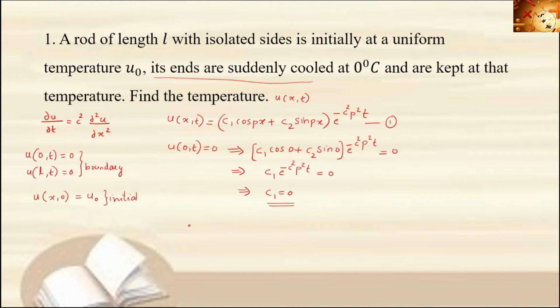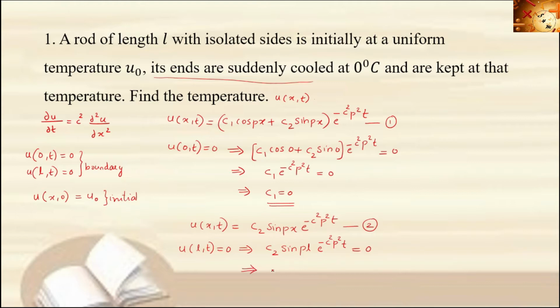Then our general solution will be u(x,t) is equal to c2 sin px into e raised to minus c squared p squared t. Equation number 2. Next we apply the next boundary condition, that is u(L,t) is equal to 0. This implies c2 sin pL into e raised to minus c squared p squared t is equal to 0.